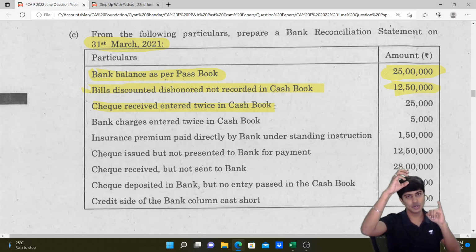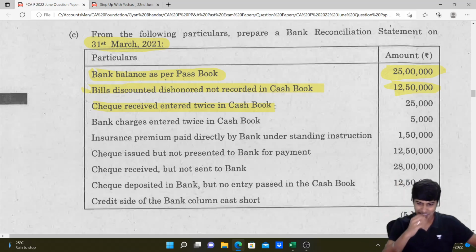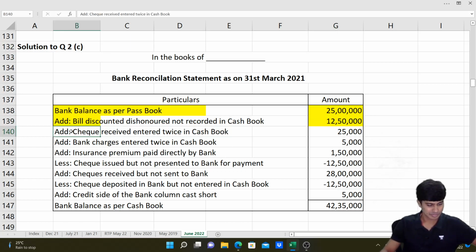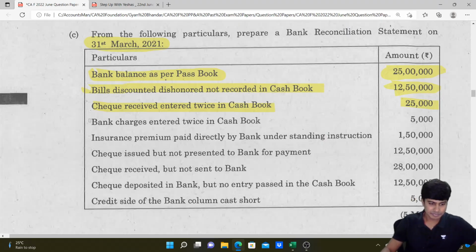Can you see the P? No. In order to see the P, either you have to P up or you have to C down. What's in your control? P is in your control. So what do we do? We add back. Yes, we add this 25,000. 25,000 added.